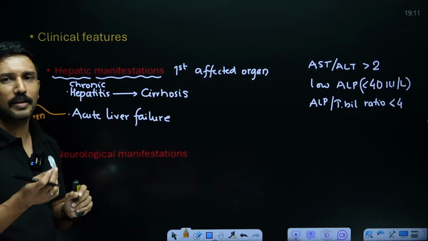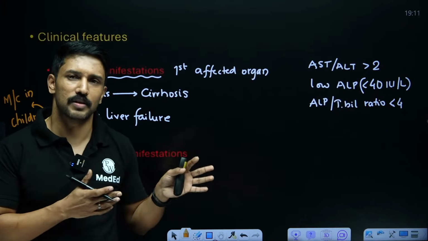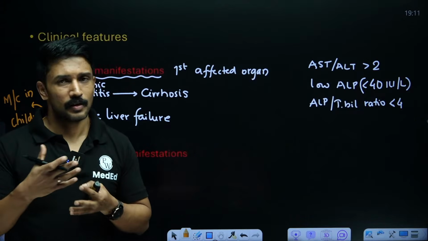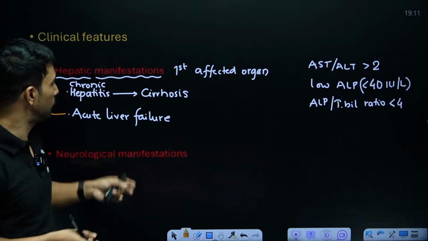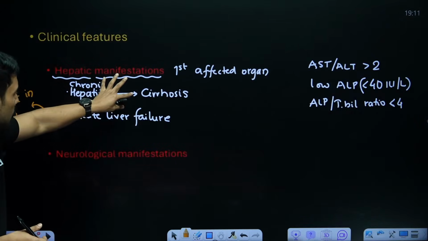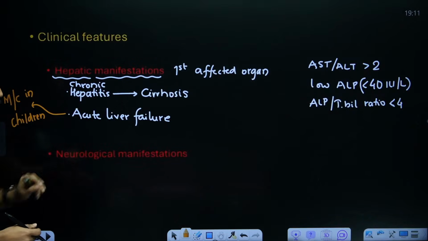20% of the cases get diagnosed when they don't have symptoms, but on routine investigation we find that serum free copper was high or ceruloplasmin was low. So that's how we get to know. But otherwise, 40% present with liver manifestations and 40% with neurological.